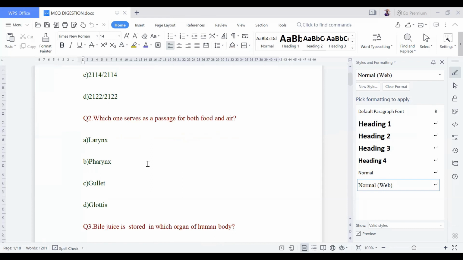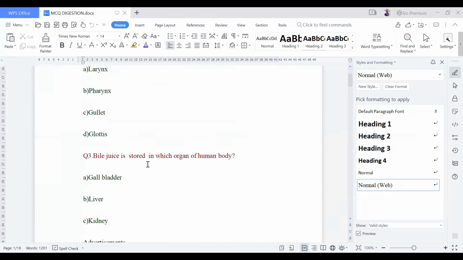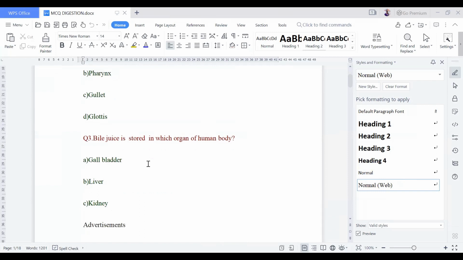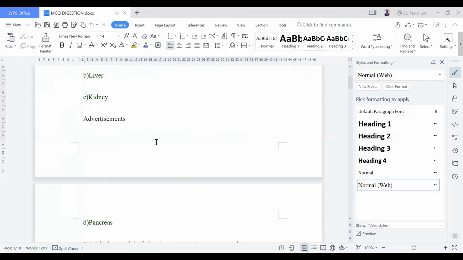Bile juice is stored in which organ of human body? Option A, gallbladder. Option B, liver. Option C, kidney. Option D, pancreas.